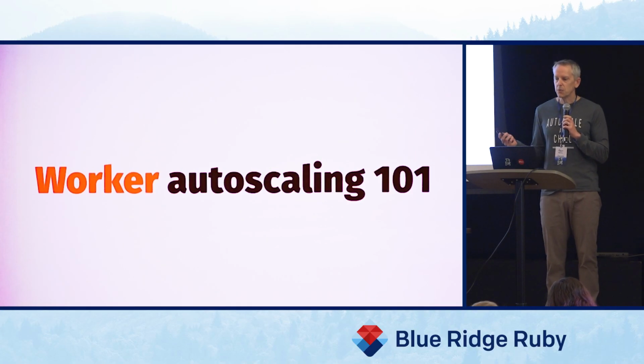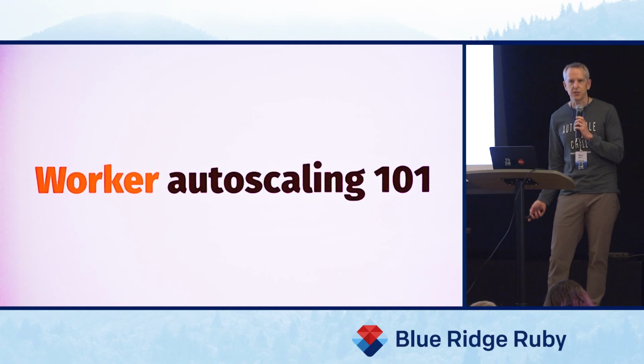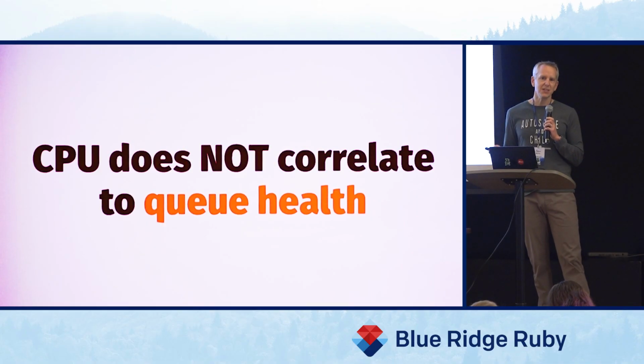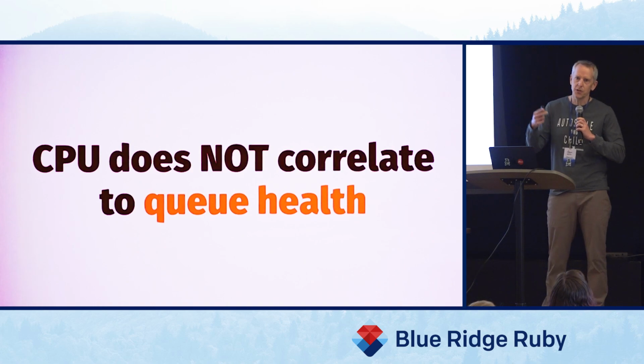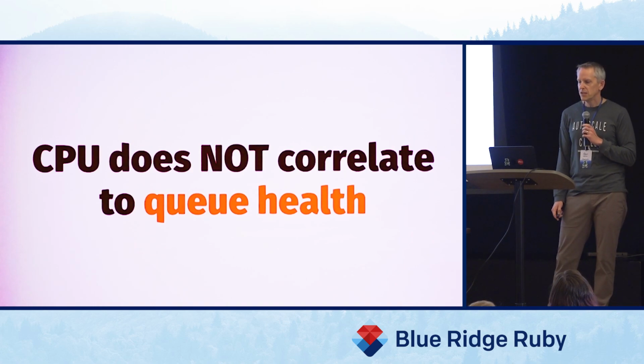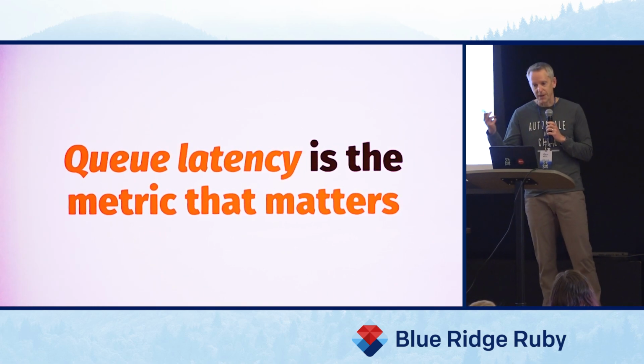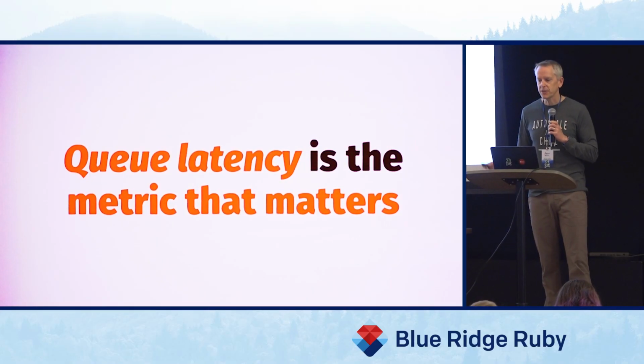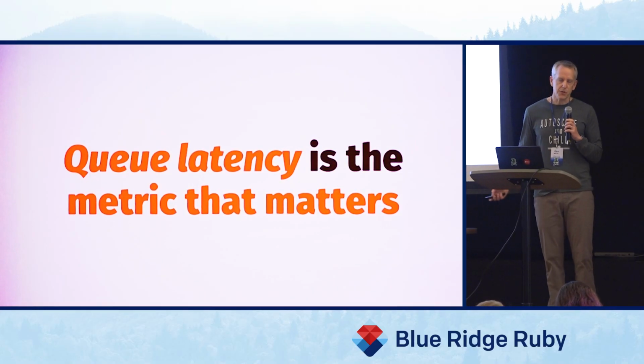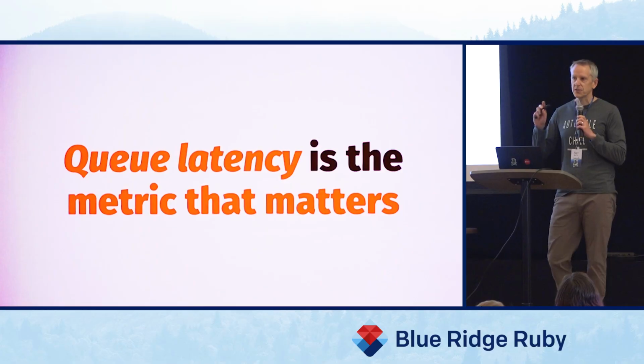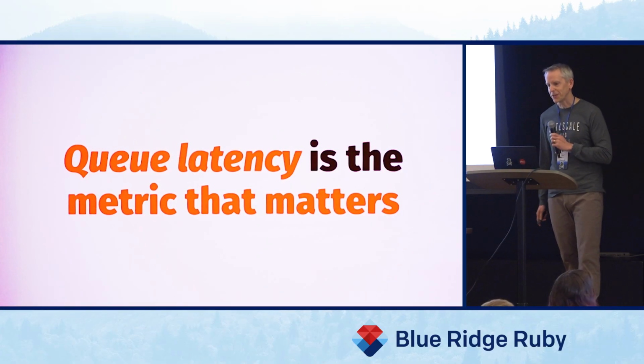So with auto-scaling workers, you need to choose a metric to monitor. Most autoscalers are only going to let you autoscale with CPU, but CPU doesn't actually correlate with queue health when it comes to background workers. So what metric do you use? Queue latency. It's the metric that matters. And it doesn't matter which autoscaler you use as long as it lets you autoscale using queue latency.